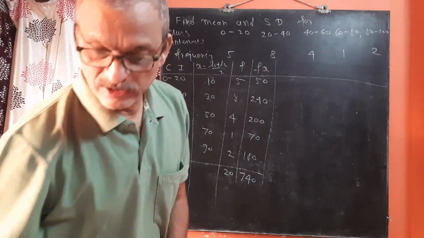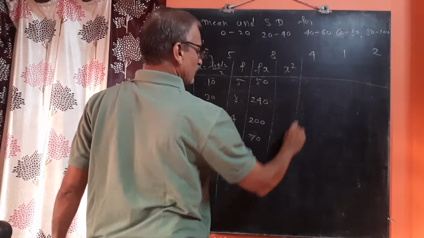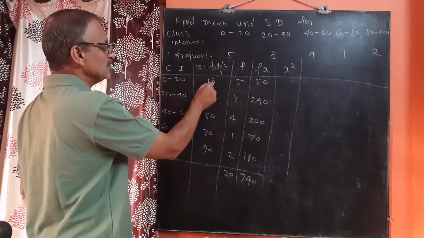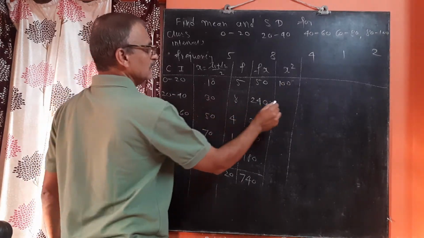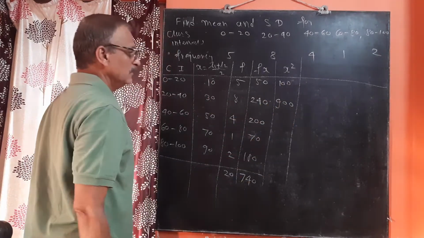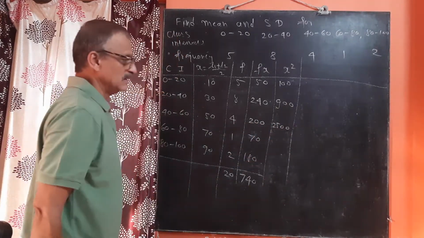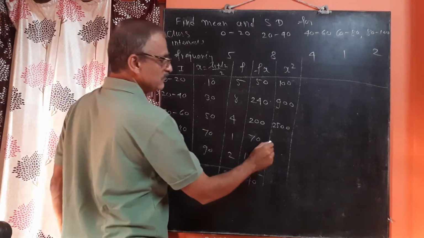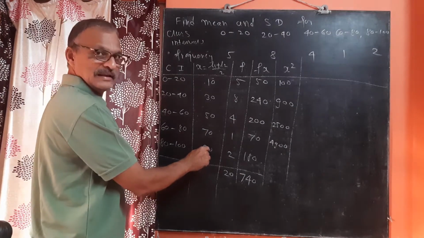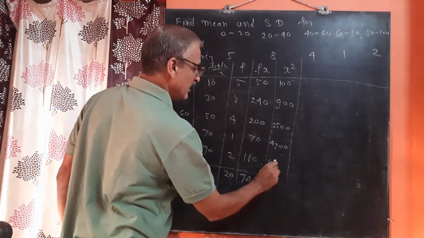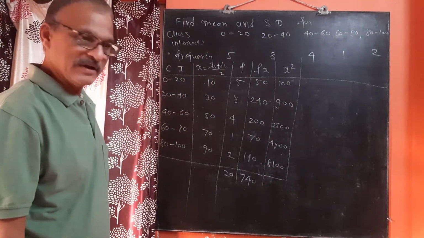After that, we have to find out the value of x square. Now, x square means this one. 10 square, that is 100. 30 square, 900. 50 square, 2500. 70 square, 7 square is 49, that means 4900. 90 square, 9 square is 81, so that will be 8100. So these are the values of x square.